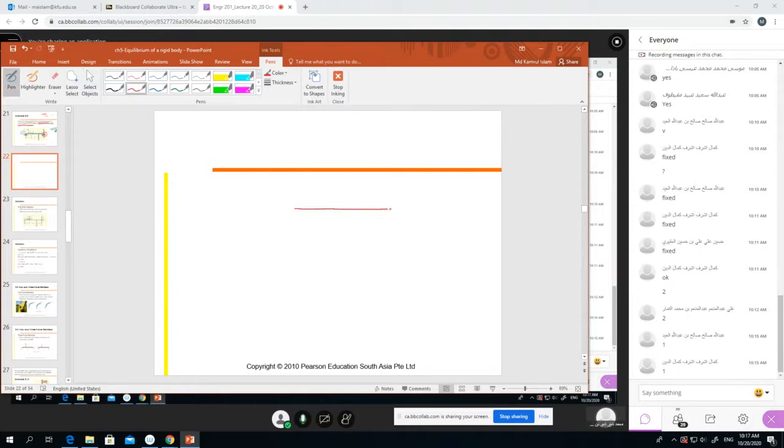It's called a free body. This is the beam. In the exam, in the picture, it is drawn like this, but when you draw the free body diagram, we draw just a line. How to draw a free body diagram? We draw a free body diagram. This is a beam. Sorry, it should be straight.